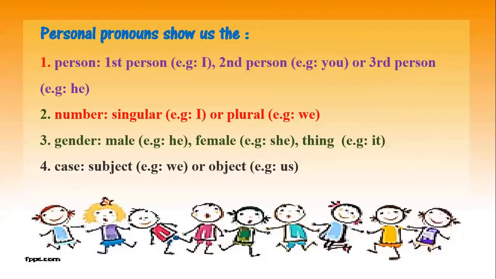Let's now conclude what we have learned so far, children. Personal pronouns replace the noun in a sentence. It can be a person, place, or animal. They show us the grammatical person. That is the first person, second person, or the third person. They also tell us about the number of the noun they replace. Personal pronouns also show the gender of the noun. They also show us the case, which is whether it acts as a subject or an object in a sentence.